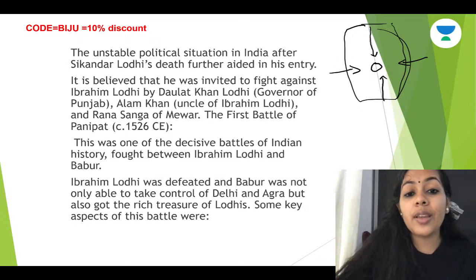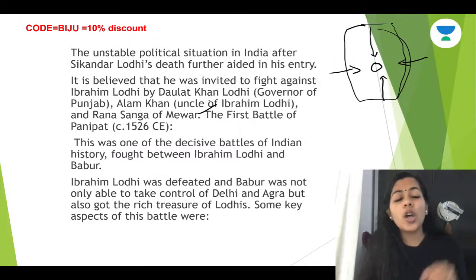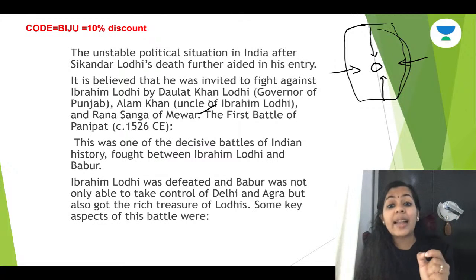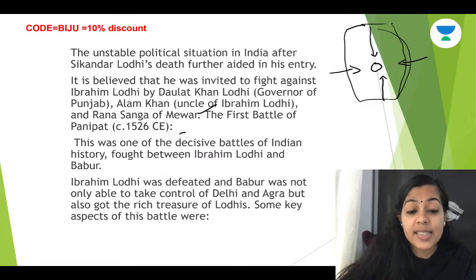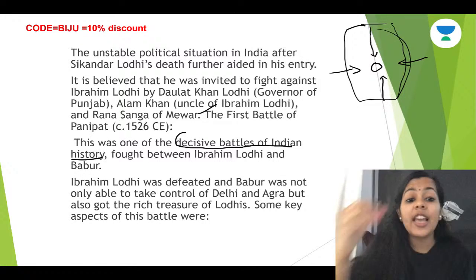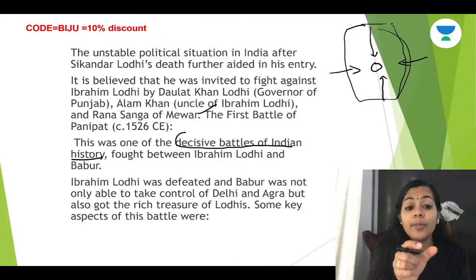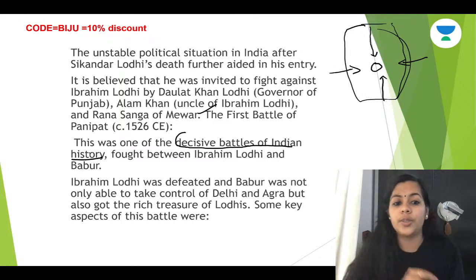See, the very first battle of Panipat is known as one of the most important decisive battles of Indian history. Not just any word, a decisive battle of Indian history, which was fought between, what are the two persons? Ibrahim Lodi and Babur.